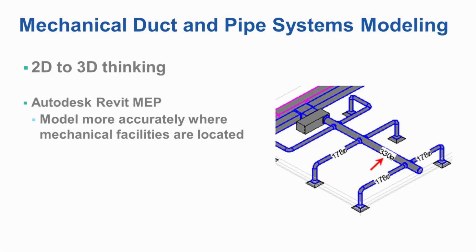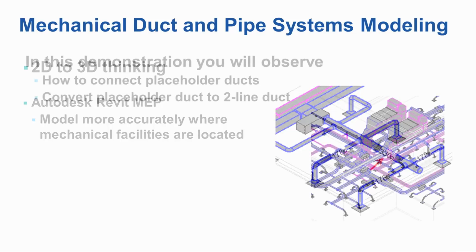Mechanical duct and pipe systems modeling. When working with Autodesk Revit MEP, engineers are quickly thrown into a world of 3D thinking, whereas with traditional CAD the focus was primarily on schematic-based drawings with 2D symbols. The push to model more accurately where mechanical facilities are located is being required on more projects, thus the incentive to use Autodesk Revit MEP.